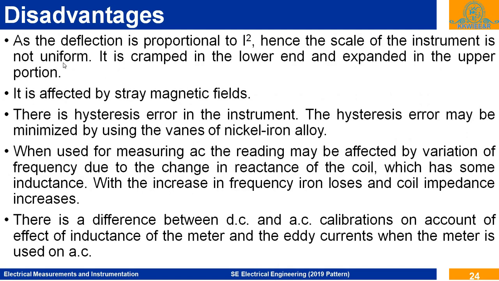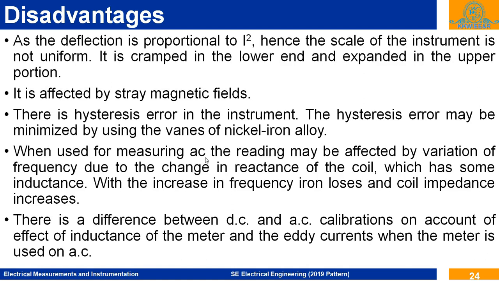Now we'll focus on the disadvantages. As the deflection is proportional to I square, hence the scale of this instrument is not uniform. So it is cramped at the lower end and expanded in the upper portion. It is affected by the stray magnetic field. There is a hysteresis error in the instrument. The hysteresis error may be minimized by using vanes, so we change the material of these vanes or iron pieces to nickel iron alloy.